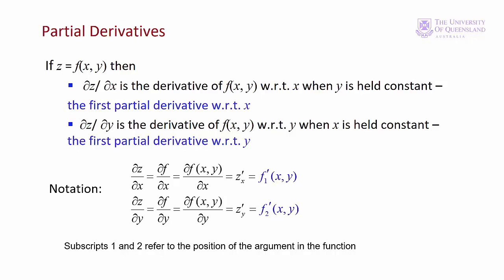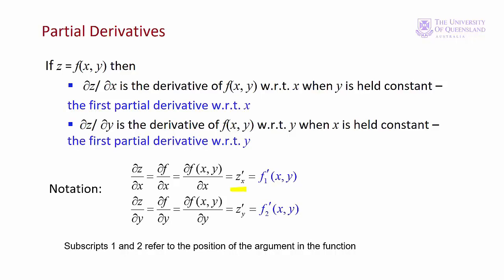We have a variety of notation for partial derivatives. We've seen del z del x. We could have del f del x, more completely del f of xy del x. Another form of notation is to use z, so z prime, but we need to indicate which variable we're differentiating with respect to, so we have a subscript. So it'll be z prime x or z prime y.